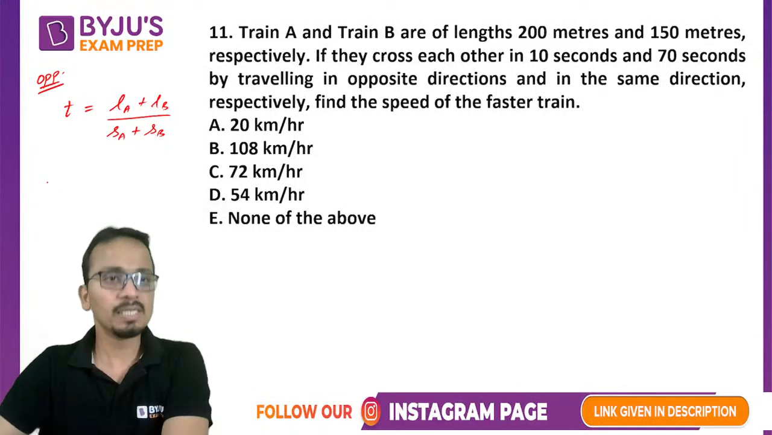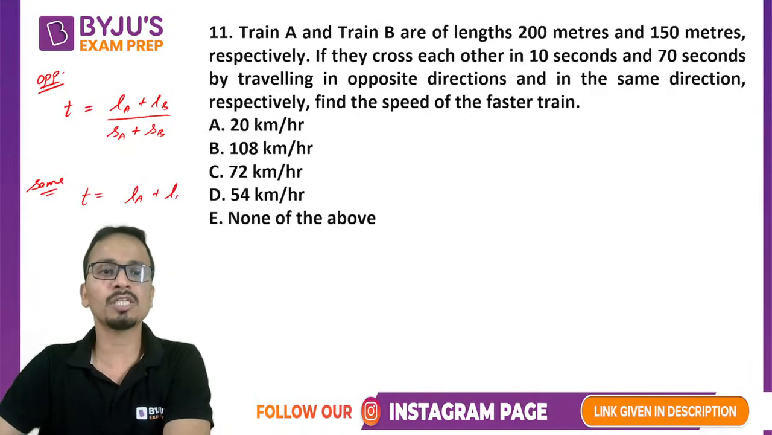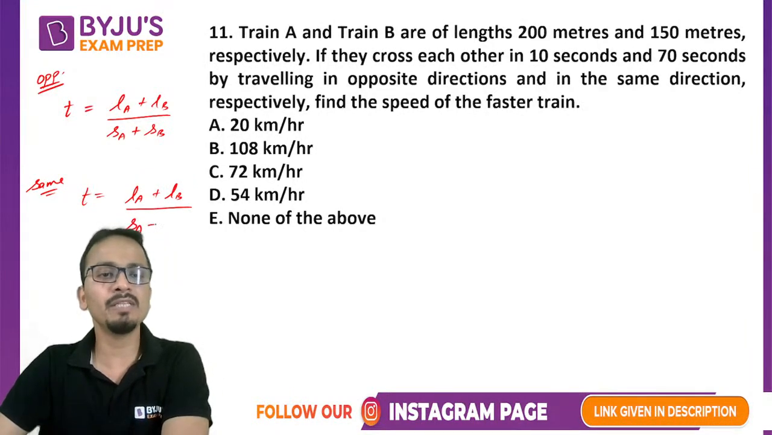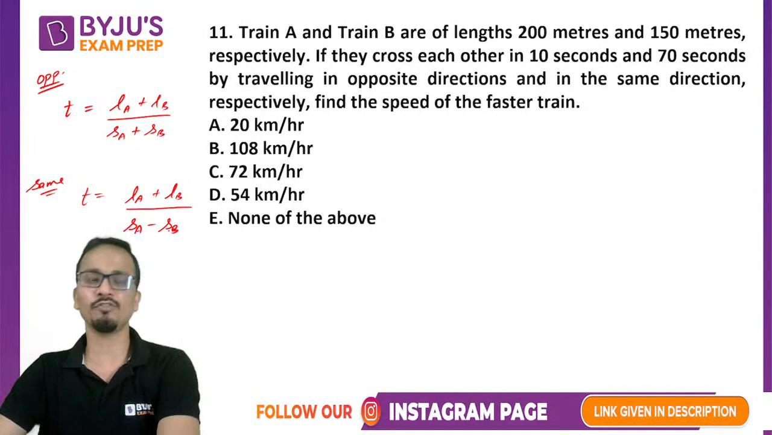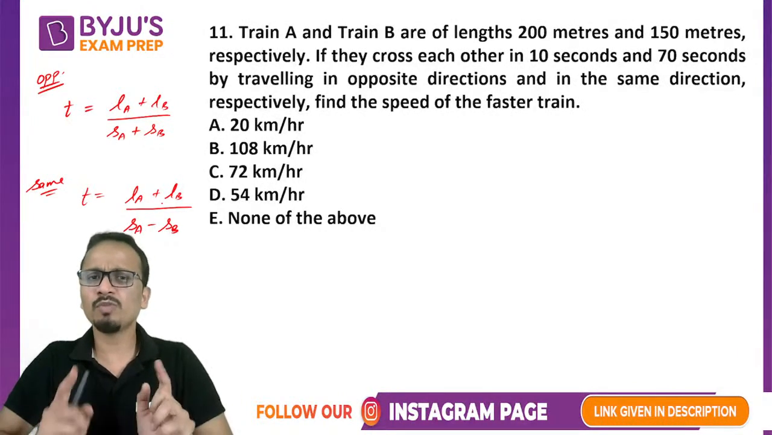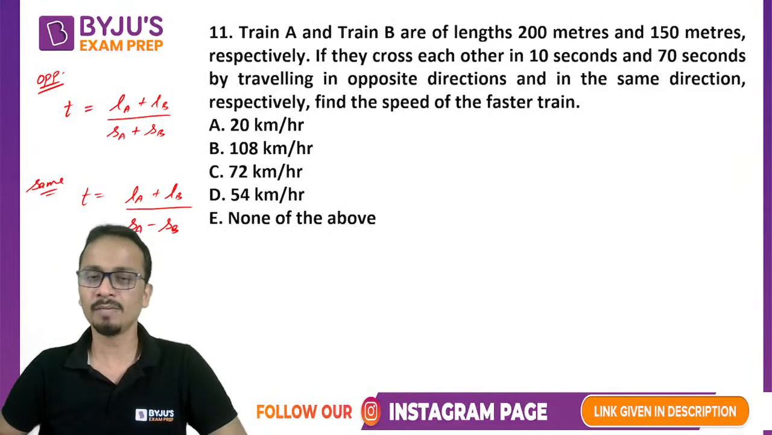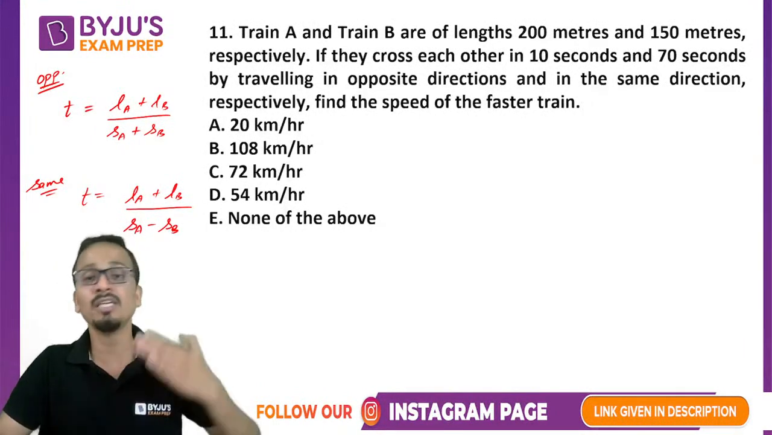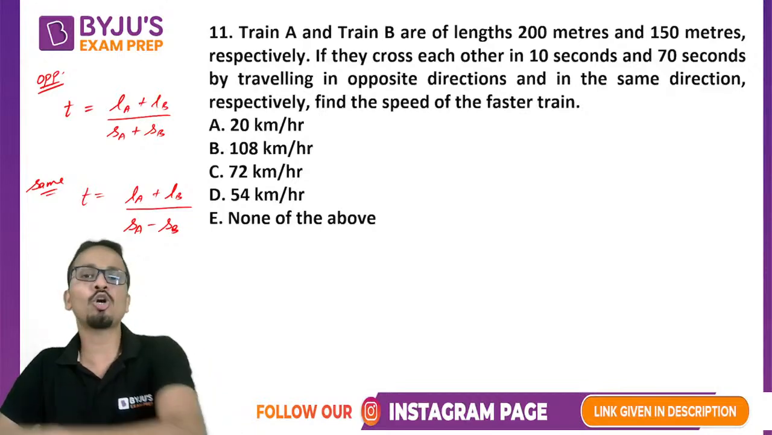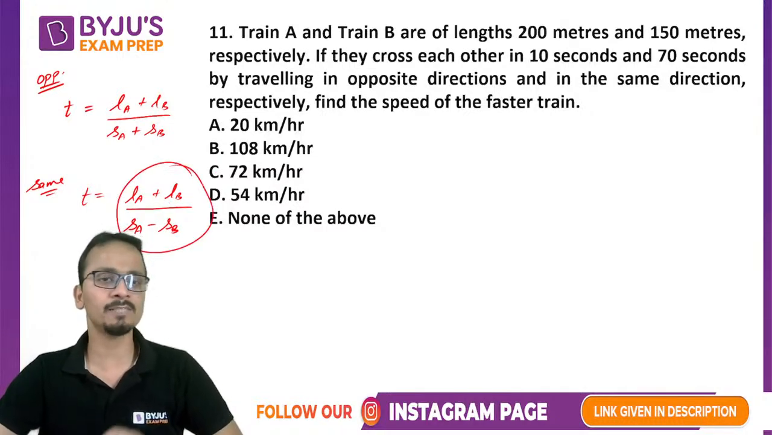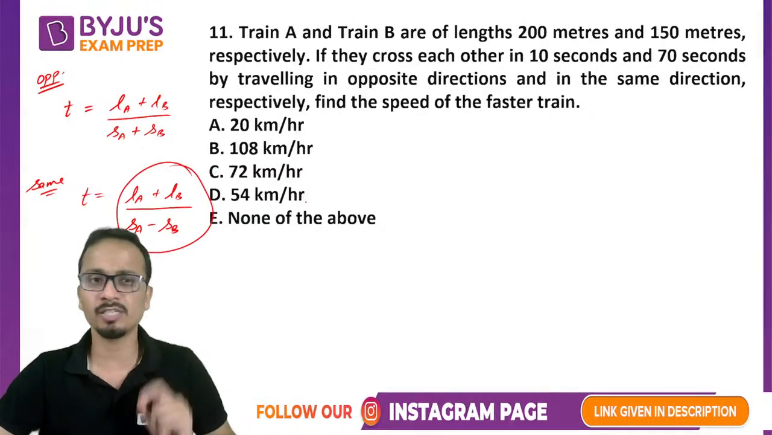Similarly, if the trains are moving in the same direction, the time taken will be, lengths will be added because they will have to cover the length of both the trains, and the speed will be the relative speed, speed of A minus speed of B. In this case, it will be the speed of the faster train minus the speed of the slower train, because if they are moving in the same direction, the faster train will be crossing the slower train. So you will have to be very careful about which train is faster and which is slower.